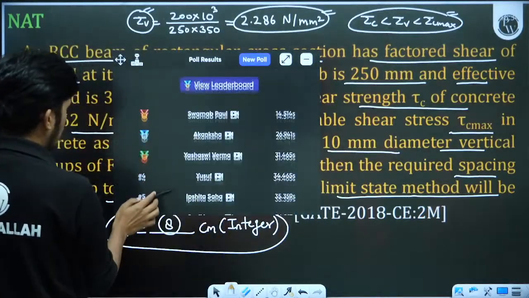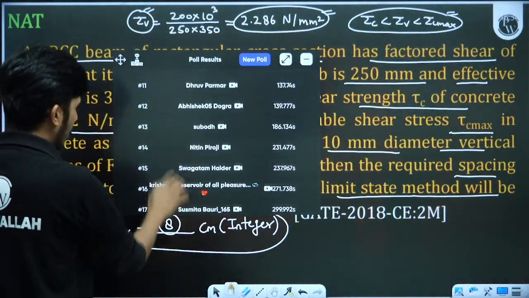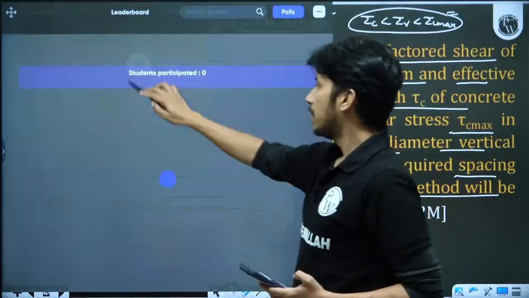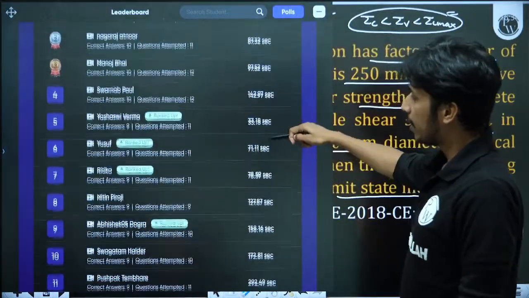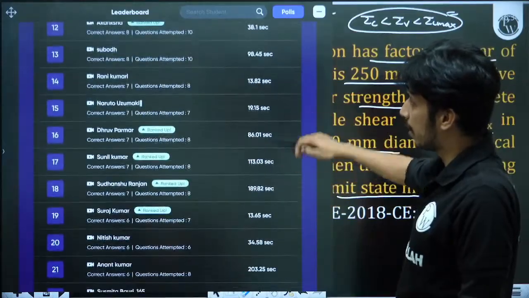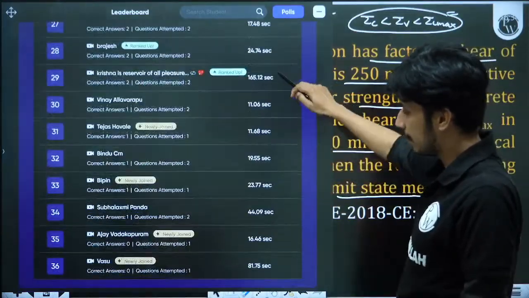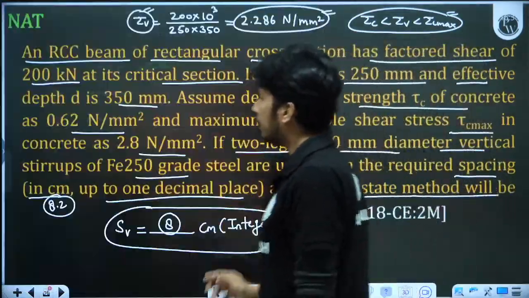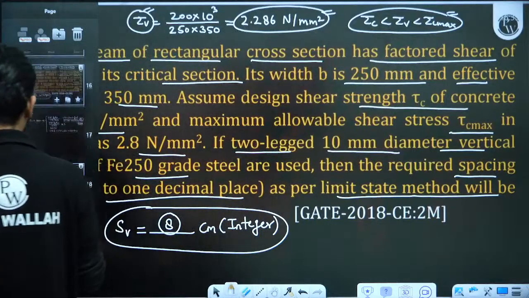Okay, so 82% students have given the correct answer. Very good. So let's see the leaderboard. Ipsita, Nagraj, Manoj, Swarnab, Yasasvi, Yusuf, Ritika, Nitin, Abhishek, Swagatam, Pushpak, Akansha, Subodh. A lot of students are giving the answer. Very good. Now let us move to the next question.